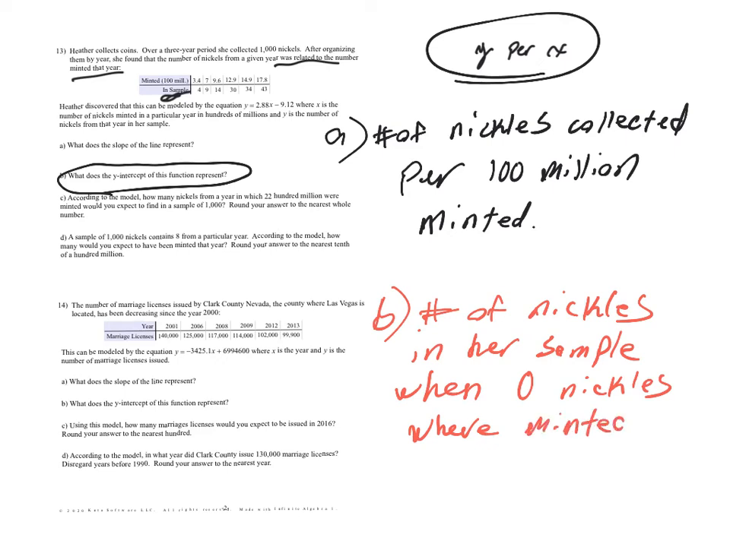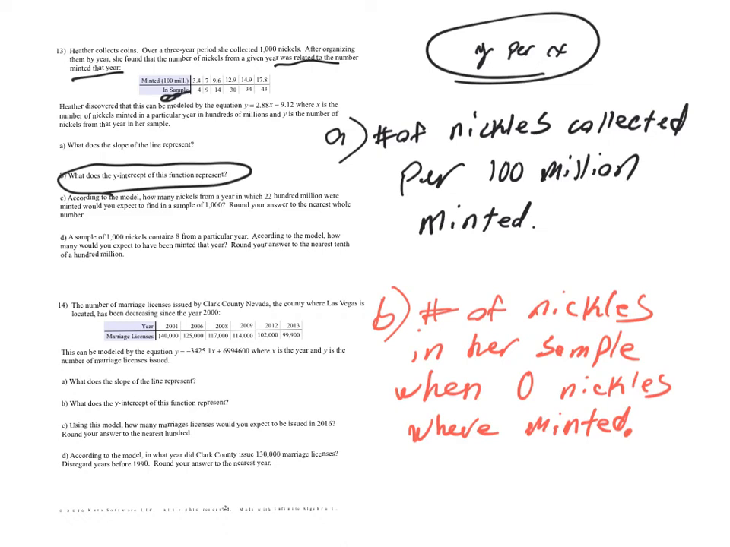Now, obviously, real world here, if we're going with that, if it fits exactly. You remember, equations don't always fit real world exactly. But if it fit real world exactly, if there were 0 nickels minted, there should be 0 nickels in her collection, because if there weren't any minted that year, she couldn't have collected any. But that's not what it's asking. It wants to know what does the y-intercept represent. The y-intercept is always wherever x equals 0. And in this case, our x values are the number of nickels minted in hundred millions.